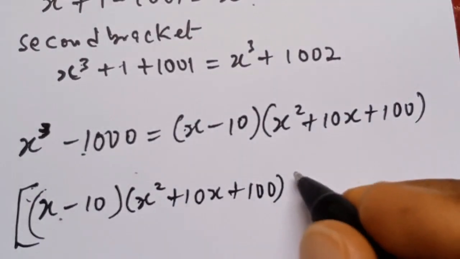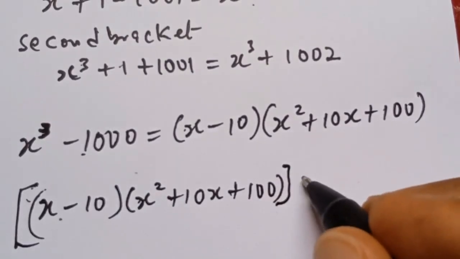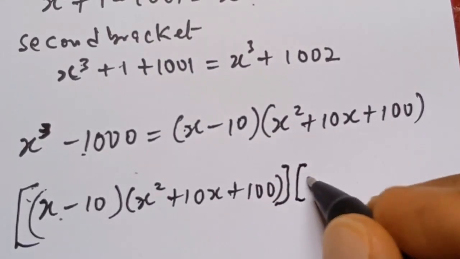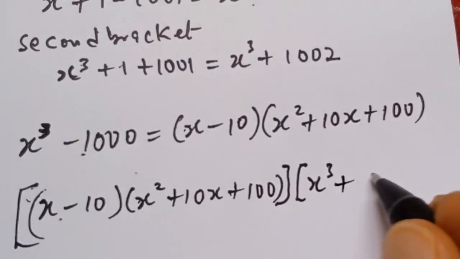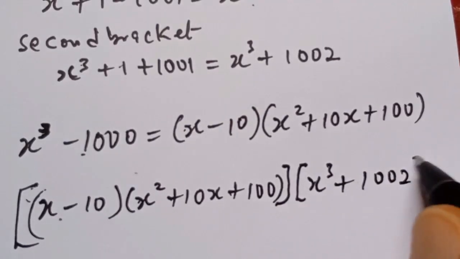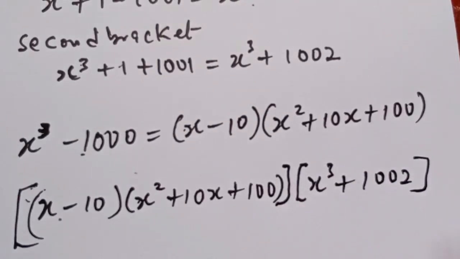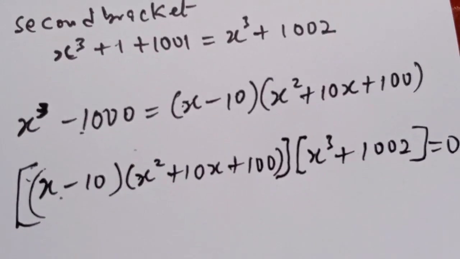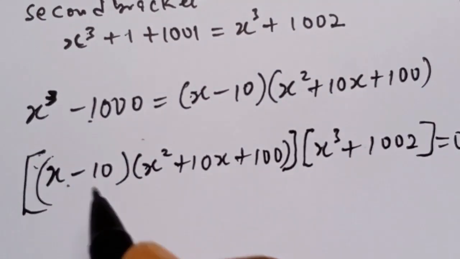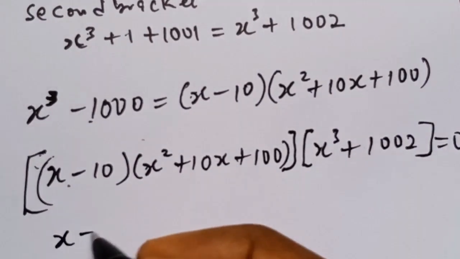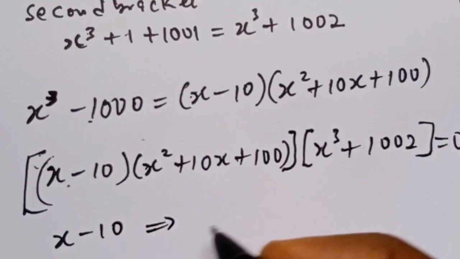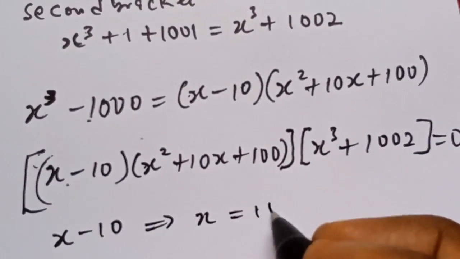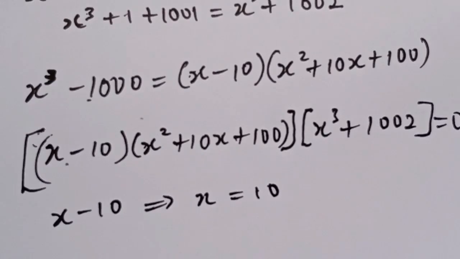Okay, close the bracket. Then the other expression, we have x raised to power 3 plus 1002, everything equals to 0. So now we can solve for x in all this expression. From the first term, we have x minus 10, which simply means x equals 10. That's the first value of x, and we can call that x1.